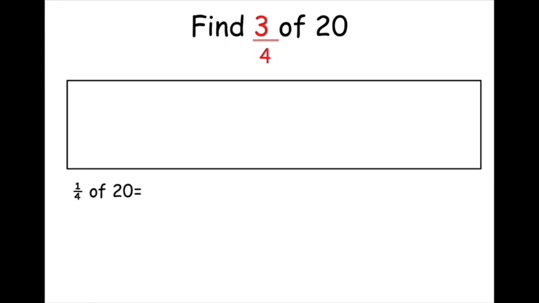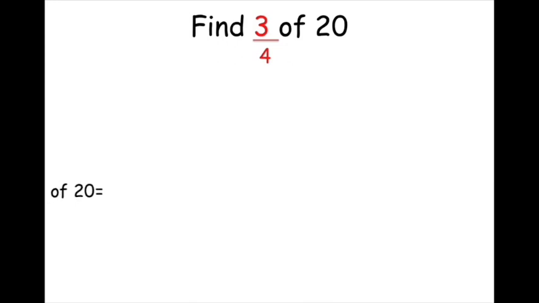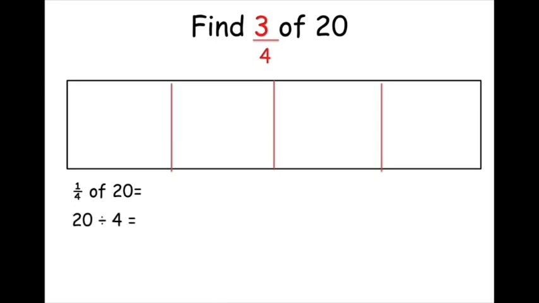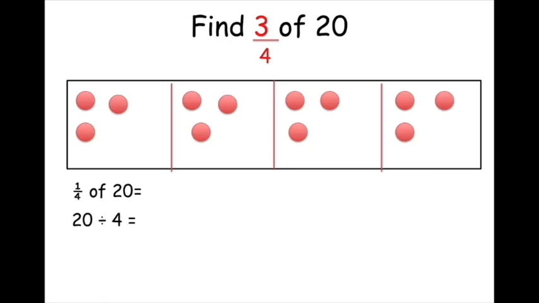So I've split my whole into 4 equal parts because I know from my fraction it's into 4 equal parts, the bottom number. And I need to do 20 divided by 4 is the number sentence. I'm going to share out my 20 things now. 1, 2, 3, 4, 5, 6, 7, 8, 9, 10, 11, 12, 13, 14, 15, 16, 17, 18, 19, 20.